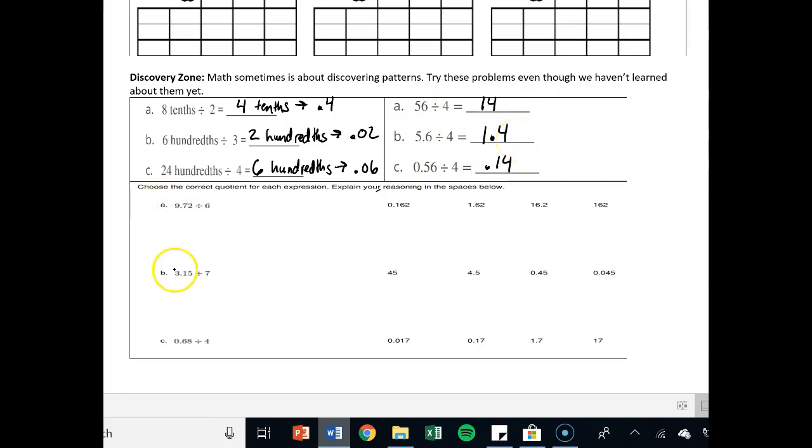So I'm going to do A, and then B and C you're going to do in Edpuzzle. It says choose the correct quotient for each expression. Remember, the amount of decimals we have should be the amount of decimals we have in our answer. So if I have two decimals, then I'm looking for an answer choice that's got 2 decimals. I don't even have to know how to divide this stuff. I'm just looking for an answer choice that's got 2 decimals in its answer, and there it is right there, 1.62. You're going to do B and C in Edpuzzle.